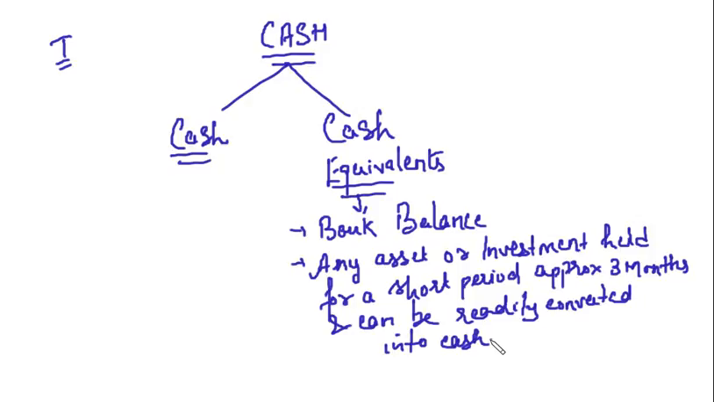And we can say any asset or investment which is held for a period not more than 3 months and which can be readily converted into cash. We can easily sell that asset and get the cash. That is cash equivalents. So when we talk of cash flow statements, we always use the term cash and cash equivalents. Clear? Then the second thing is flow.